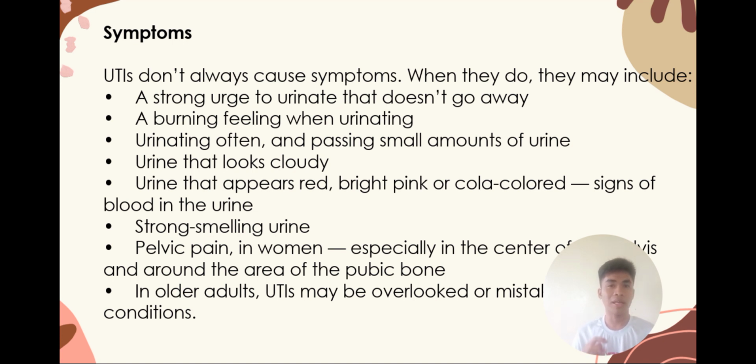So next, the urine that appears red, bright pink or cola-colored, which is signs of blood in the urine. So another symptom of urinary tract infections is that kanang iniihi mo nga something red na siya, which is color red, bright pink or cola-colored. So this symptom is a sign of naay blood ang imuhang urine.